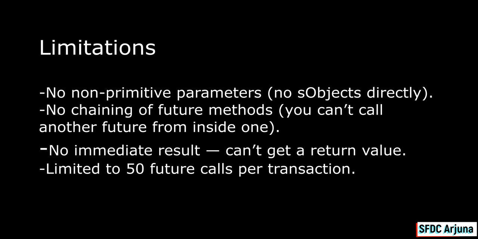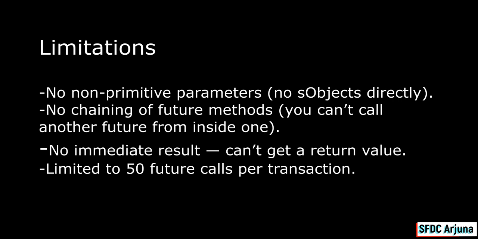Now there are a few limitations of future methods. First, non-primitive parameters. You can pass only primitive types while calling a future method. No sObject, no wrapper or class can be passed. You can also not call a future inside another future, which means chaining is not possible using future. And no immediate result, which means you cannot get a response using a future method.